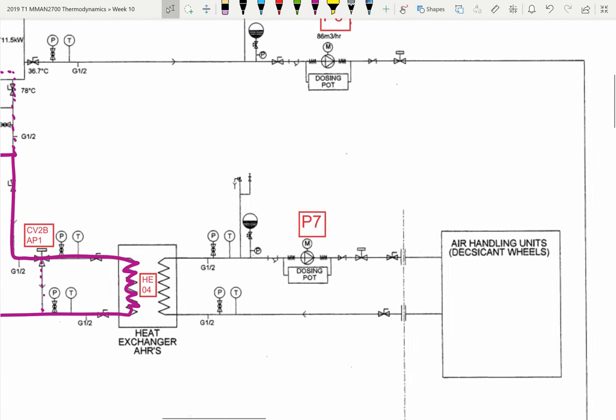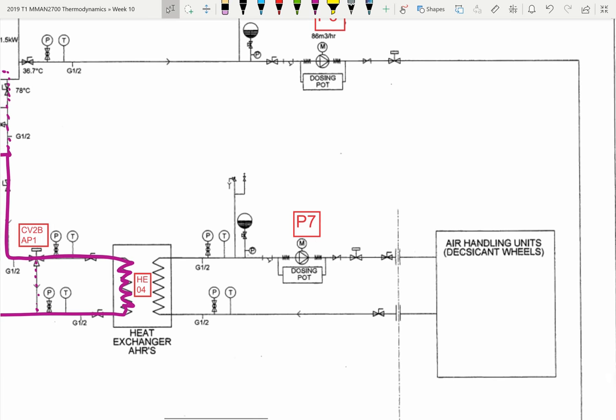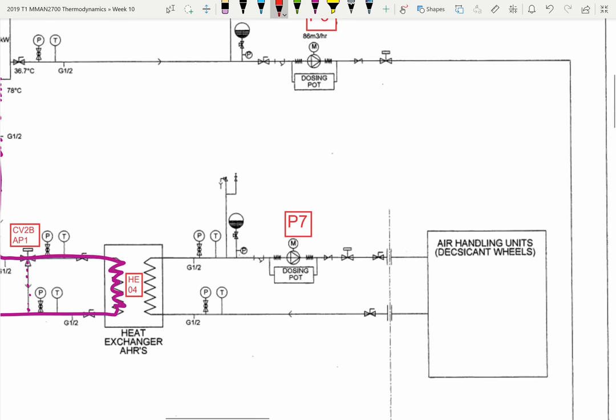Now, let's talk about the hydraulic circuit where the flow is created by pump 7. So this takes the thermal energy from HE04, comes across, flow is provided by the pump, and it takes it into the air handling units. Okay, and then flow returns.